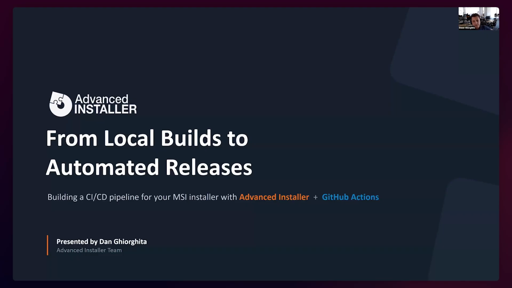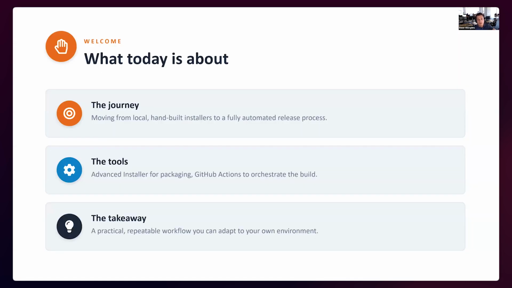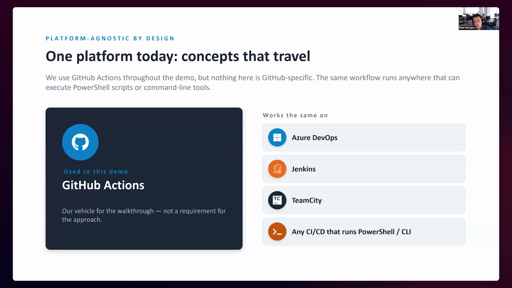Okay, so for those that know me, I'm Dan. I'm part of the Advanced Installer team. Today we'll discuss how to move from the local installer build to an automated release process with Advanced Installer and GitHub Actions. We'll see how a local build can run automatically and package the latest binary files into the installer setup, and how that can be automated with GitHub Actions.